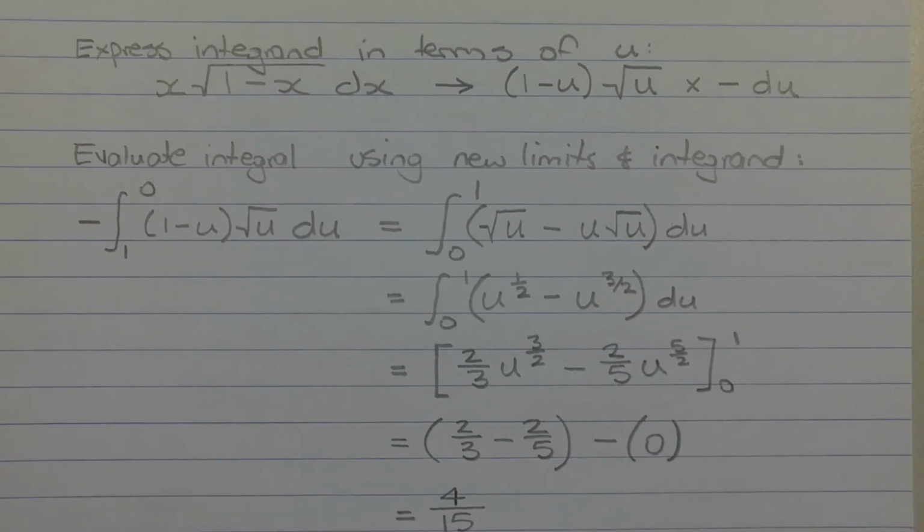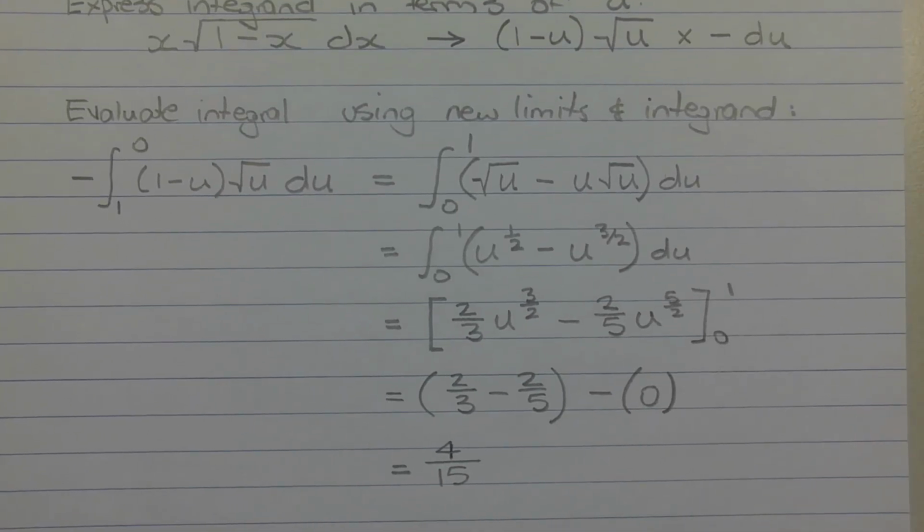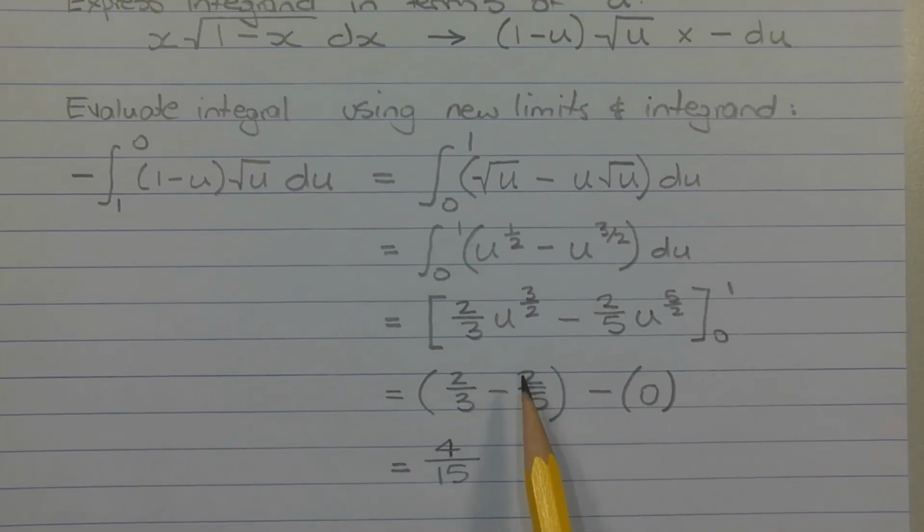Performing the integration, we get 2/3 times u to the power of 3/2 minus 2/5 times u to the power of 5/2 from u equals 0 to u equals 1. Applying the limits of integration, we get (2/3 minus 2/5) minus 0, which simplifies to 4/15.